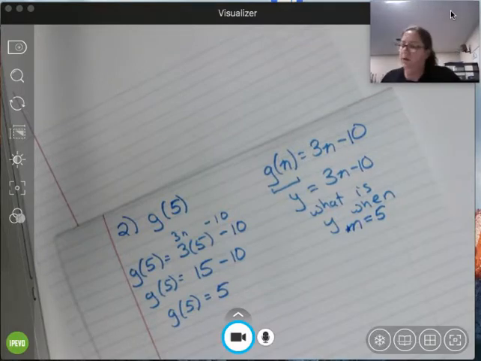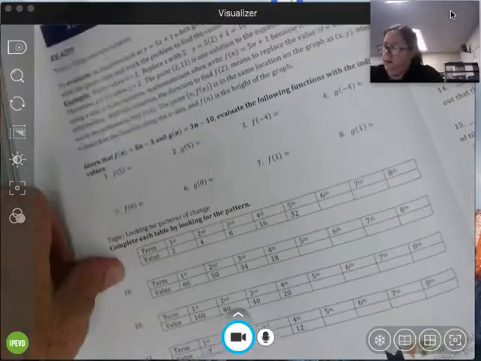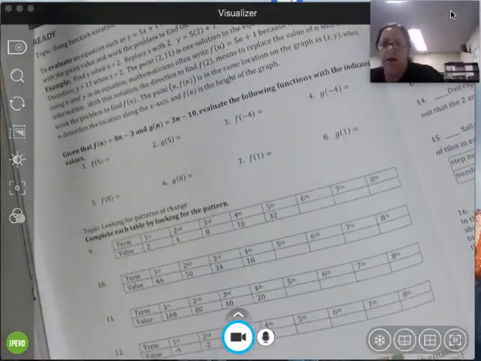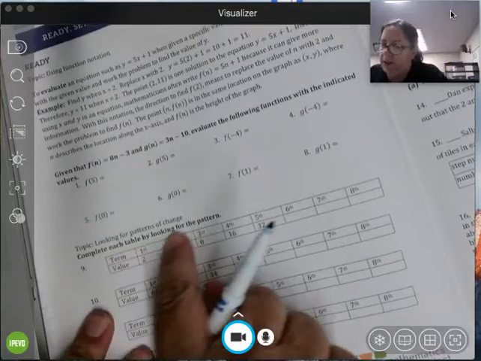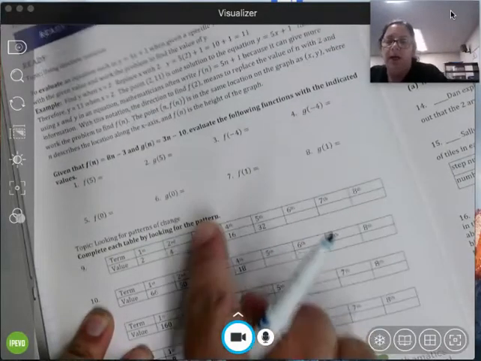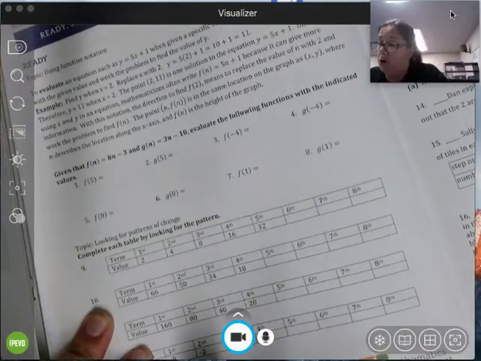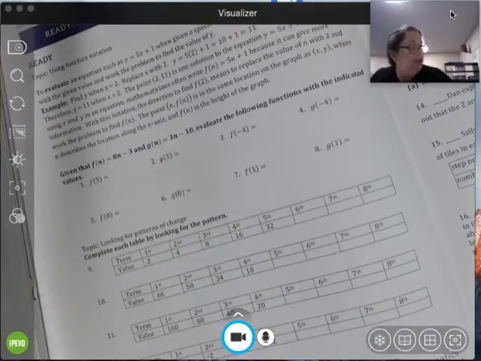Then I want to look at number 9, because we went over number 9 in class. It's on page 8 still. Number 9 wanted us to complete each table by looking for the pattern. And then in the directions I gave you, I also asked you to write an equation.